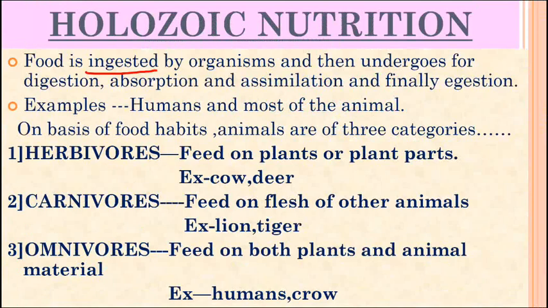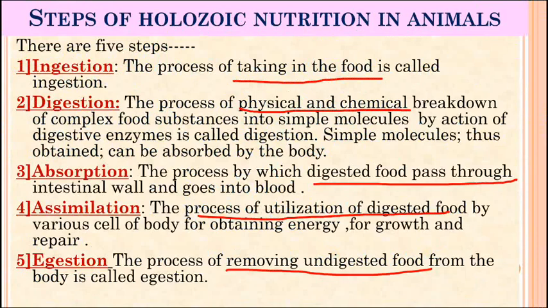Next, we will be studying nutrition in a single celled organism, that is amoeba. So before studying nutrition in amoeba, let's see what the different steps involved in nutrition in animals are. That means how do organisms obtain their nutrition, what are those steps. So there are 5 steps. They are ingestion, digestion, absorption, assimilation, and egestion.